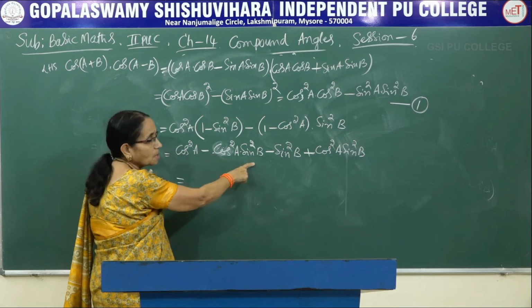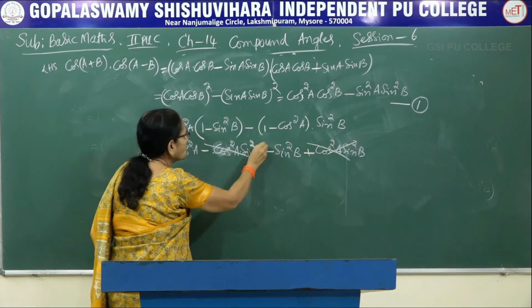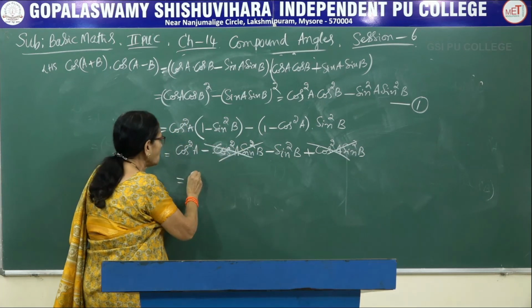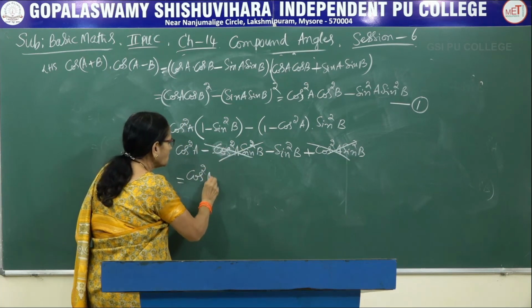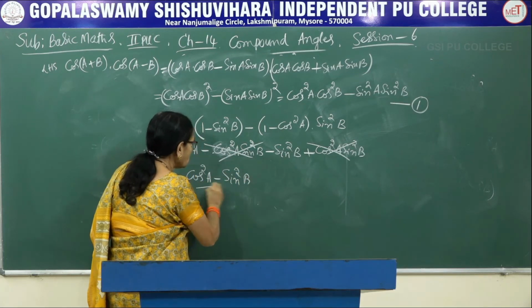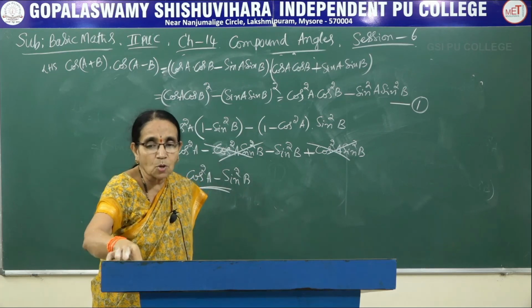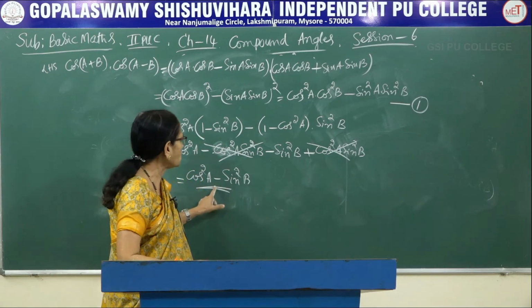Minus cos square A sin square B plus cos square A sin square B, they get cancelled. What is remaining now? Cos square A minus sin square B. And this is the answer that we wanted in the first step. I had given you two answers actually. So I got the first answer.